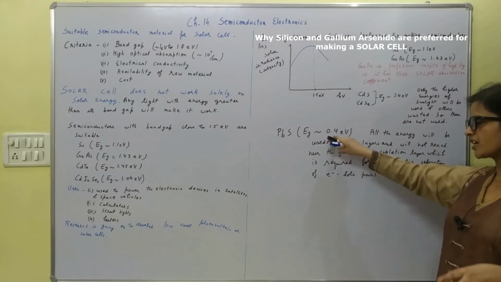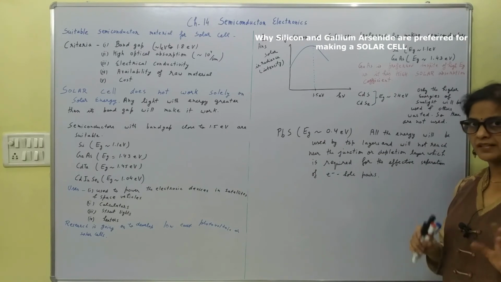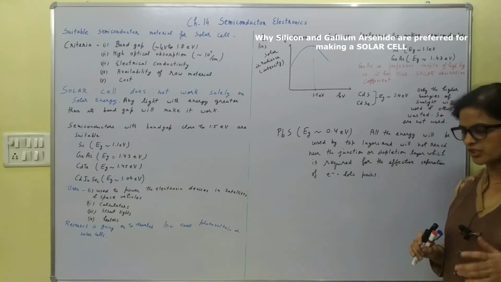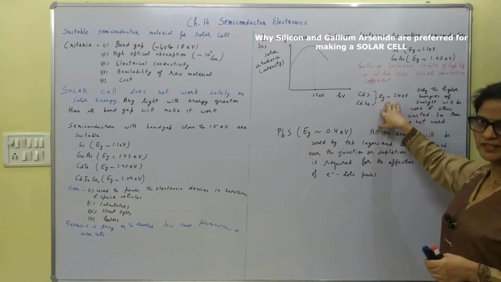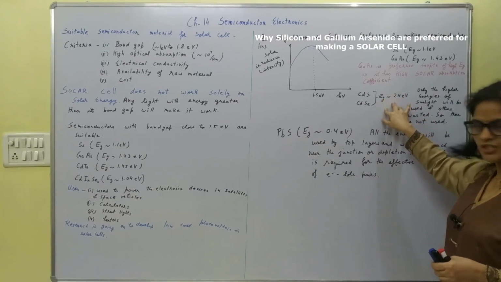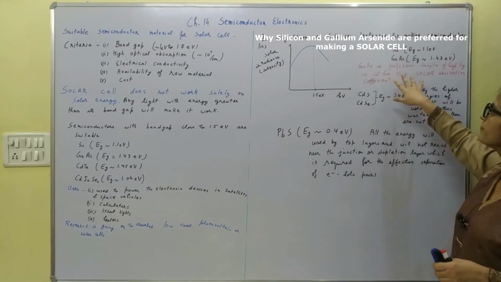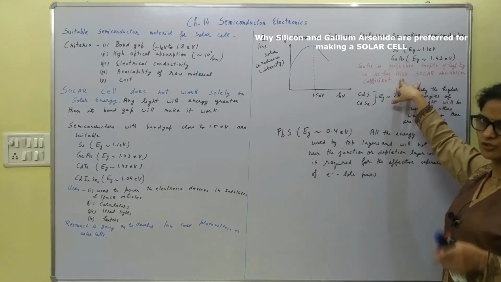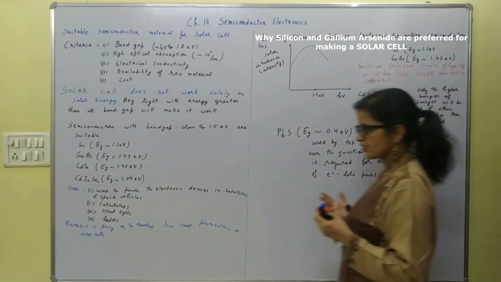Now in case this energy gap is very less, all the sunlight energy will be absorbed mostly by the top layer, so it will not reach near the junction. So that's why this is rejected. In this case only the higher energies of sunlight can be used, so this is also rejected. Now in this case, if we compare silicon and gallium arsenide, gallium arsenide is preferred because of its high absorption coefficient. So it absorbs the solar energy easily.